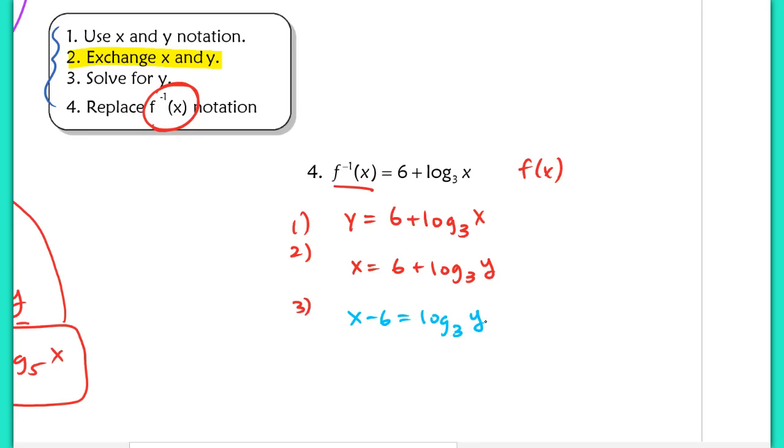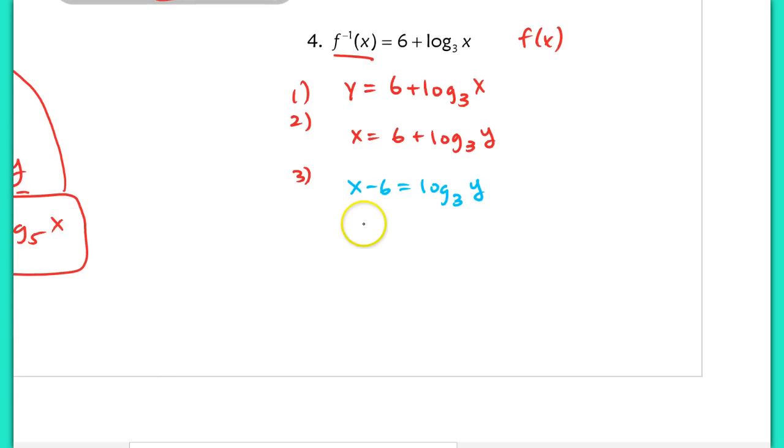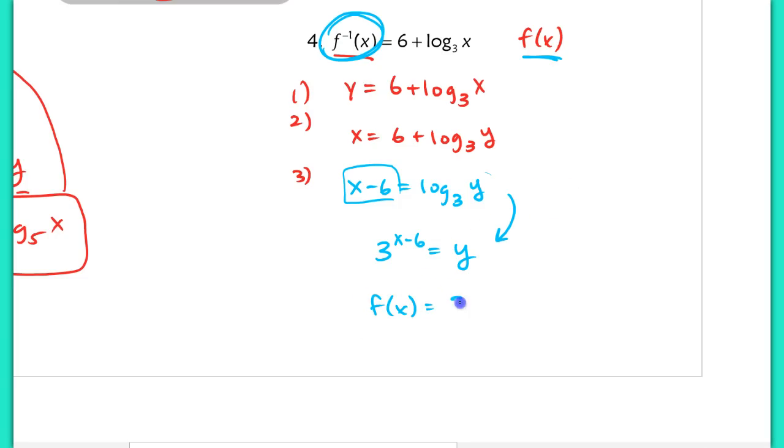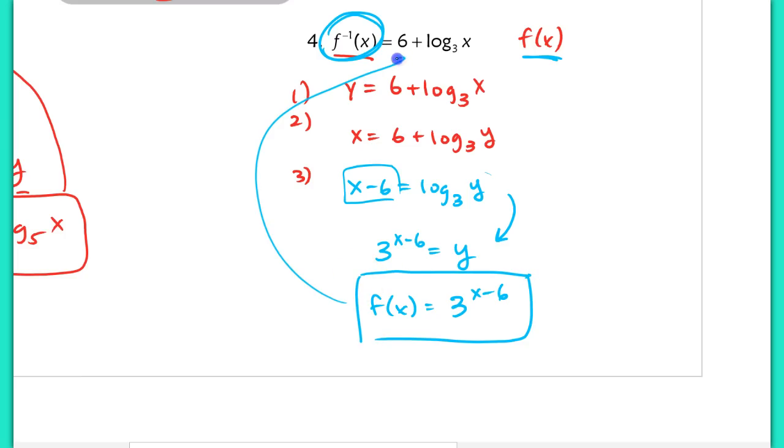So I'm stuck right now in this log. We know we need to switch forms. So I now have 3, that's my base, to this exponent here. 3 to the x minus 6 is equal to my argument y. So I just solve for y here by switching forms. So not too bad. And again, you're seeing that now the exponential here is the inverse of this original log function. So the last thing to do is to replace this with f of x notation. Now because we've already seen what the inverse is, we want to find what the original was. I'm going to use f of x here. So I have f of x is equal to 3 to the x minus 6. And that is the original function if this is its inverse.